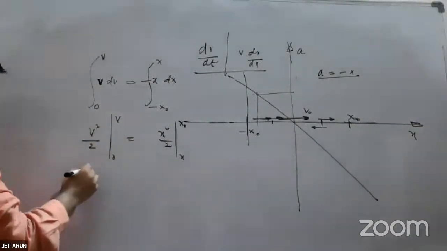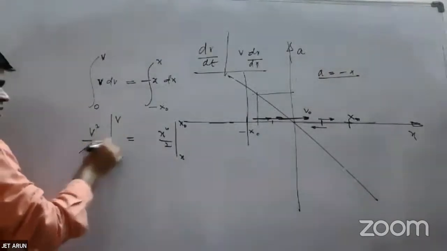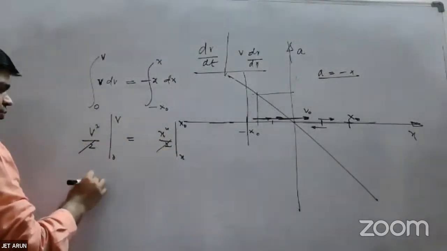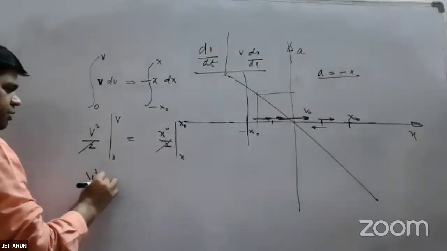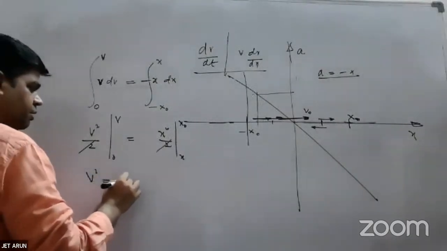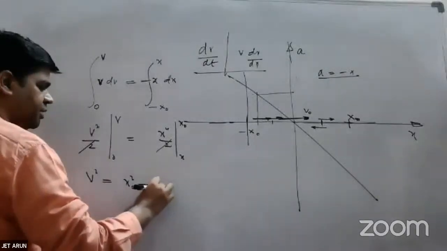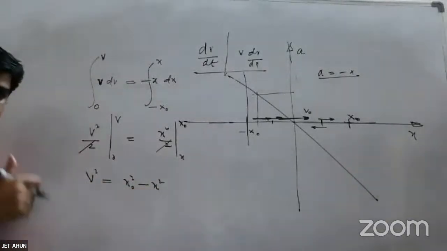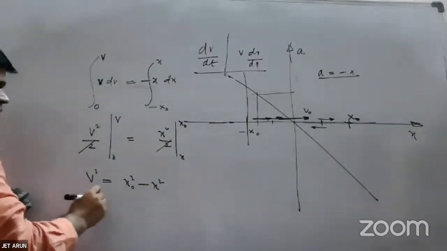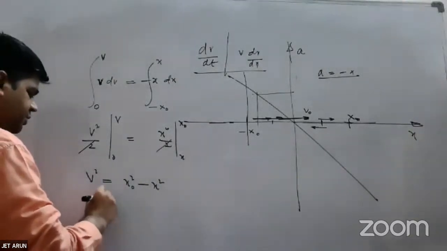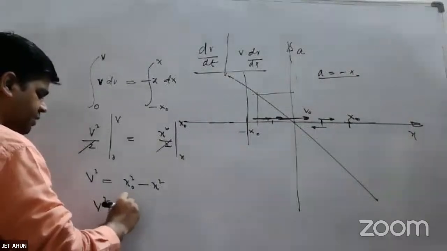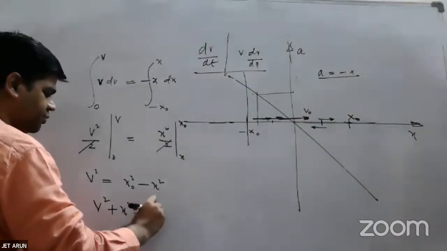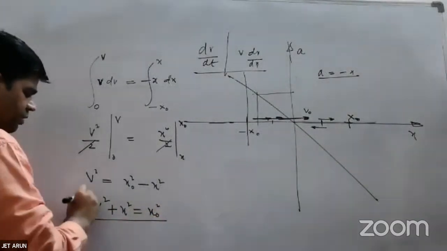So I'll substitute the limits now. Upper limit, lower limit. The 2 cancels. So v square minus 0 is equal to x naught square minus x square. Yes, thank you. Good. So then if I rearrange this equation, v square plus x square is equal to x naught square. I got this equation.